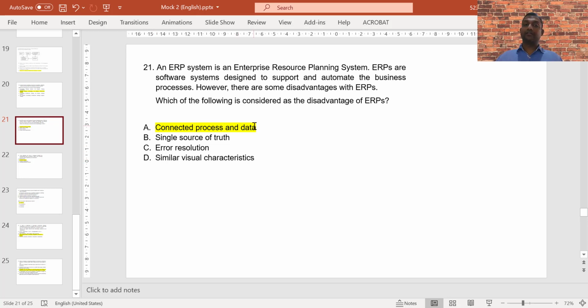Now let's look at the first answer, connected processes and data. Because the processes and data are connected with all the departments and all the functions, something wrong in one section, one process, one department will affect most of the other departments. So that is a bit of a disadvantage in ERP systems. So question number 21, the answer is A, connected processes and data.